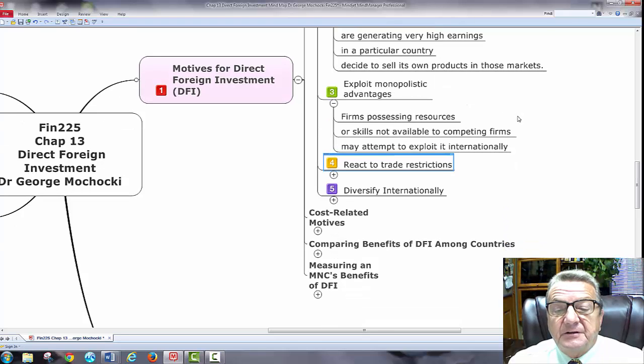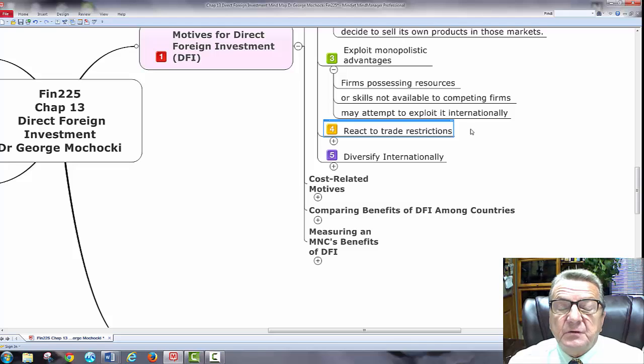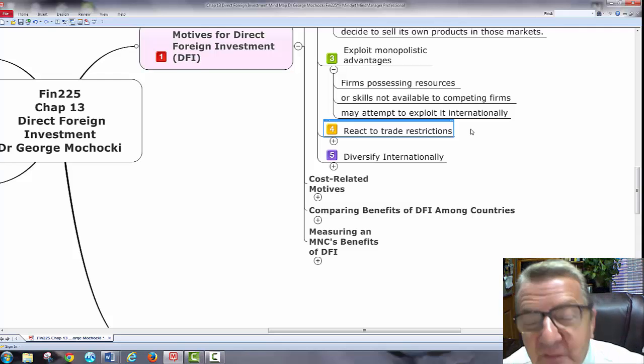Okay, exploit monopolistic advantages. Firms possessing resources or skills not available to competing firms may attempt to exploit it internationally. So I've got something else that's a monopoly, and I've got this only one way. I see Israel do a lot of things with security. For everything else, they're always trying to destroy Israel. I'm not taking any kind of political stand here, but they have to take security very cautiously. So they probably have the best; they do profiling, they do a lot of different things before they actually see if that individual is a potential person to pull off to the side and discuss their travel plans. Hey, I'm being pretty diplomatic here, all right?